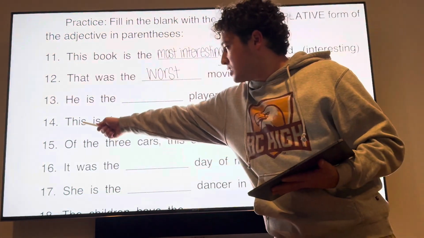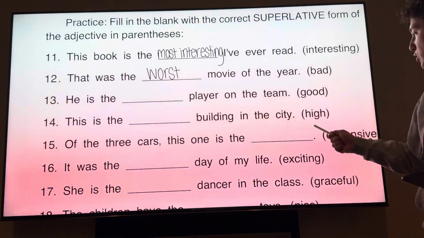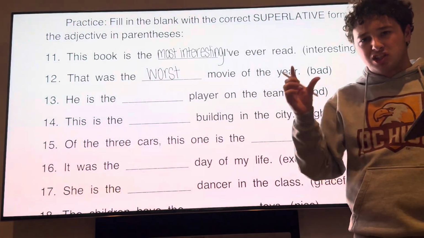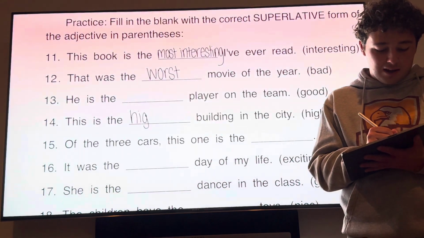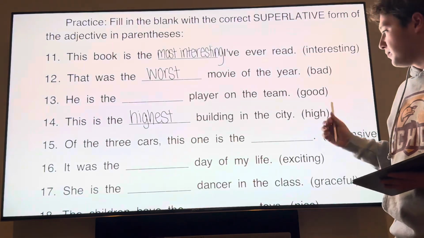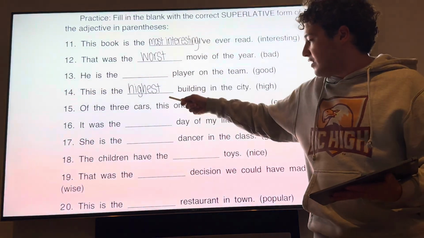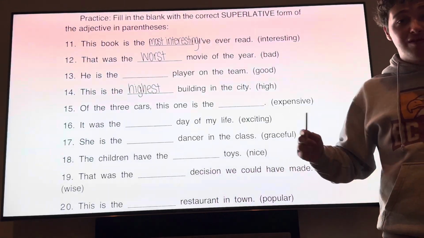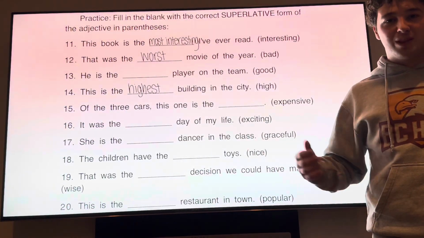Let's also look at 14. This is the blank building in the city, and they give you high. High is a short word, so you would just add est to make it like this. This is the highest building in the city. Okay, please go ahead, complete 13 and then 15 to 20. Pause the video to complete all these, and then once you've done, resume and we'll go over them together.